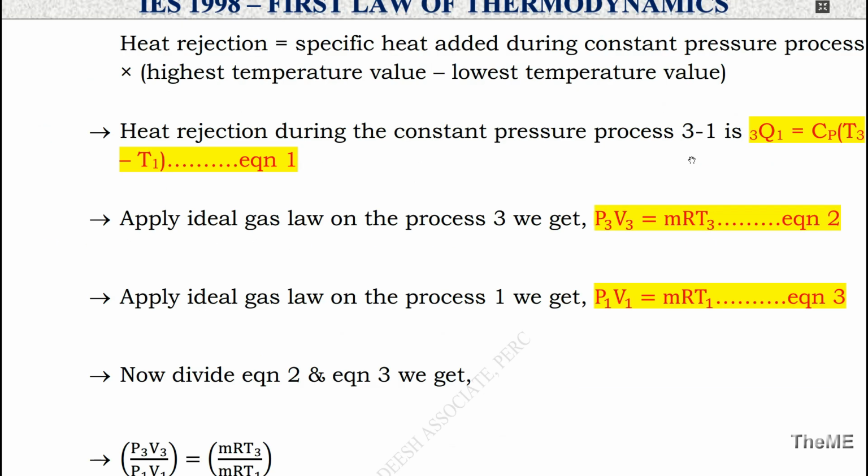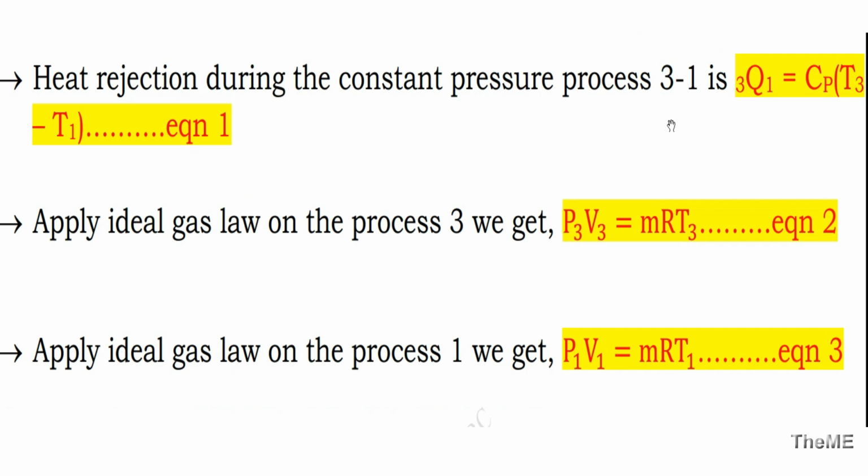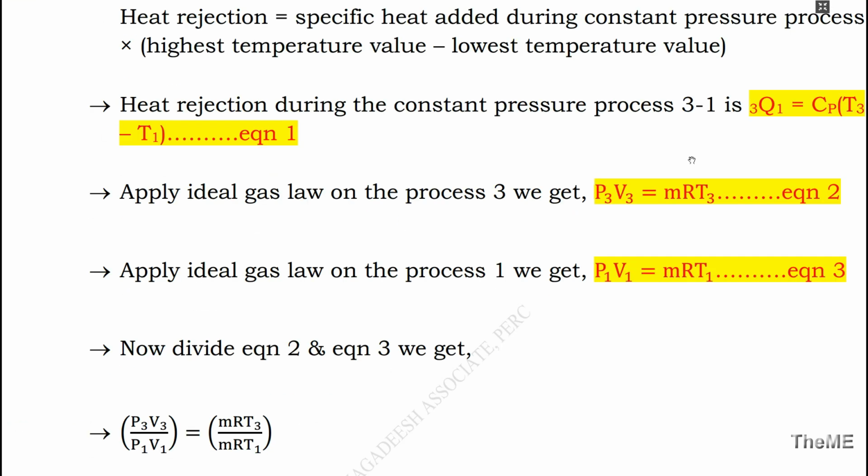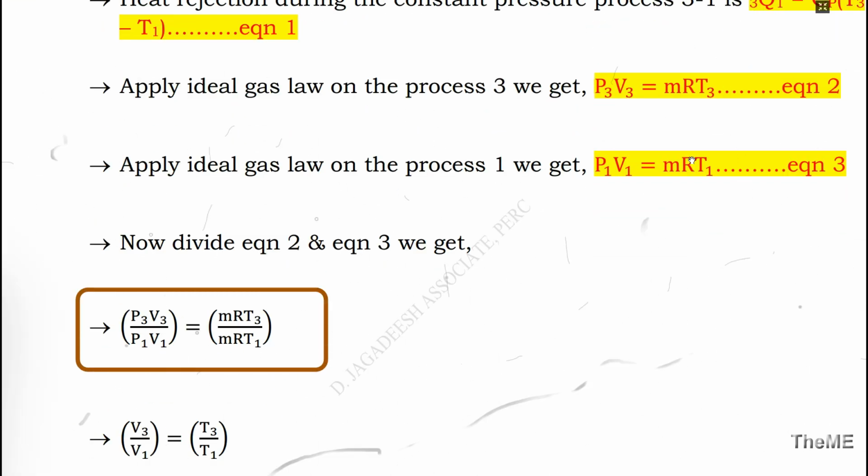For that I will apply the ideal gas law on process 3. We get P3V3 is equal to mRT3. Consider this as equation 2. And again I will apply the ideal gas law on process 1. We get P1V1 is equal to mRT1, and consider this as equation 3. Now divide equation 2 by equation 3. We get P3V3 divided by P1V1 is equal to mRT3 divided by mRT1.